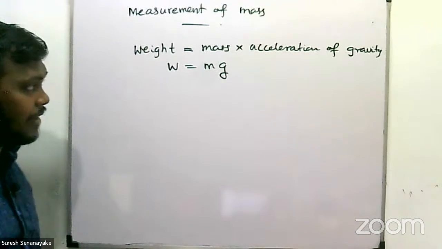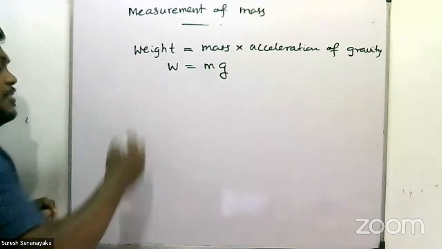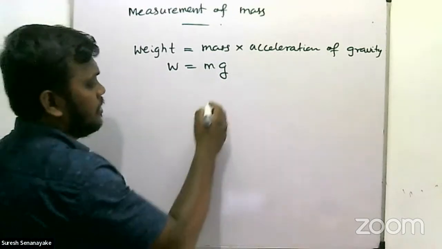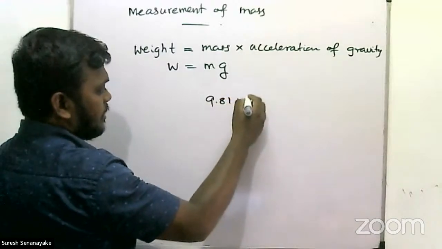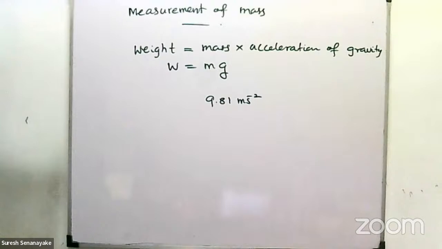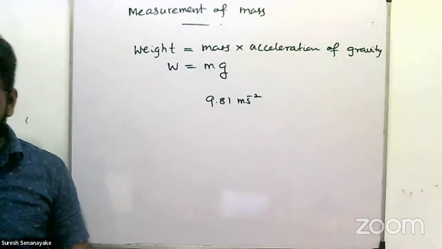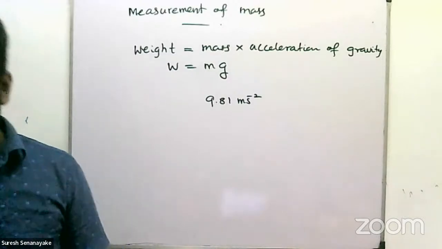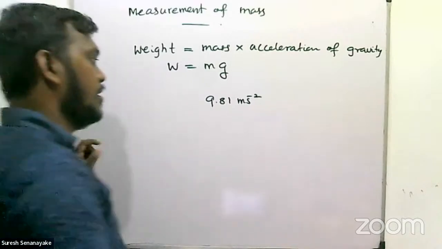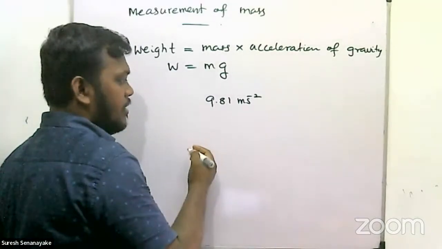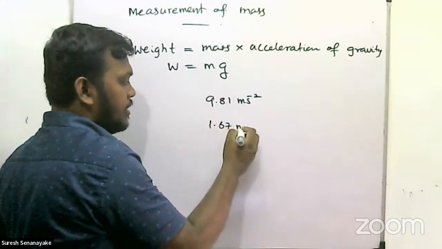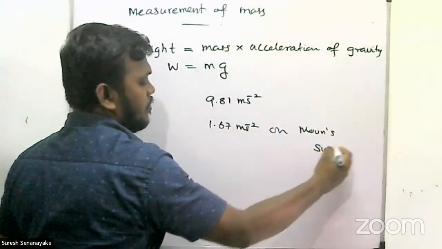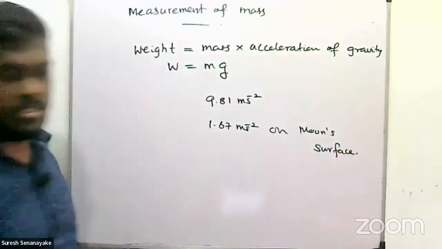That's the acceleration of gravity. The acceleration of gravity at the Earth's surface is approximately 9.81 meters per square second, and that is 1.67 meters per square second on the moon's surface.